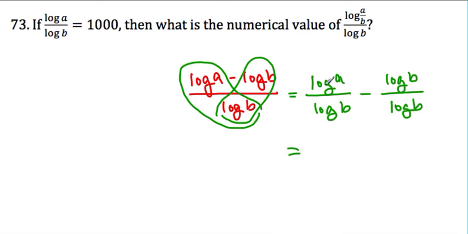Now the first fraction is in fact equal to 1000, as you can see over here, minus the second fraction, which is simply equal to 1. So our final answer becomes 999.